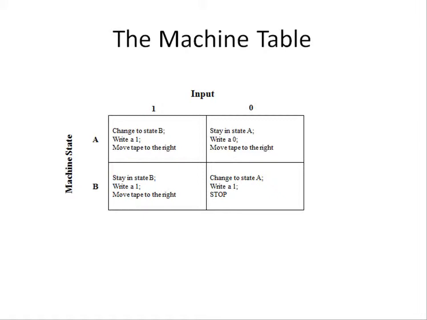Here is the machine table for the present machine. The input is the current symbol that the machine is reading. For this particular machine it only has two symbols, both 1 and 0. The machine states are the machine's only internal states that it can be in at a particular time. This machine only has two.